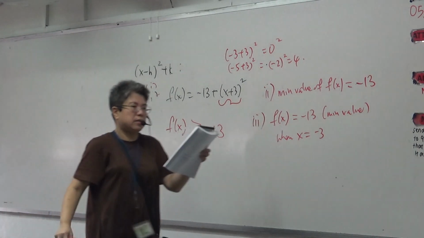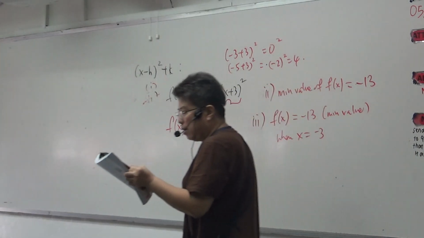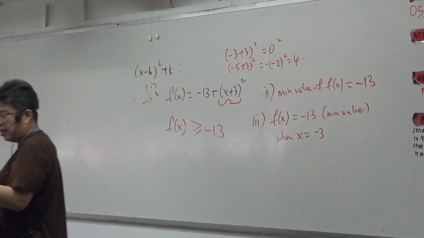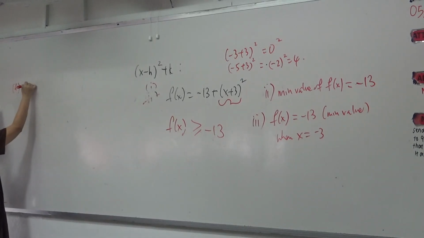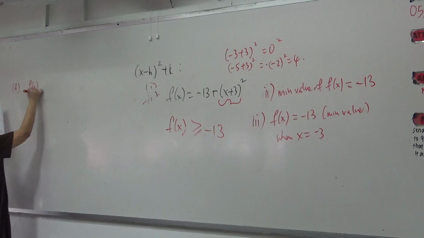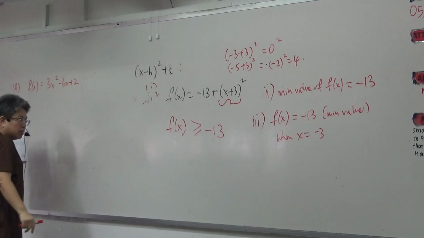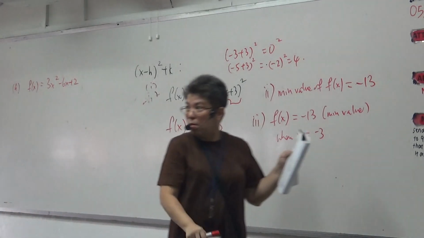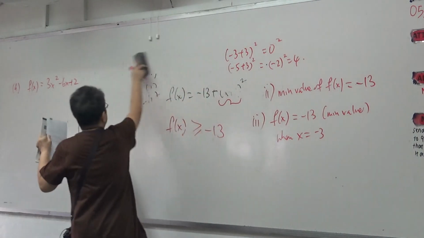Okay, let's look at example 3. Express each of the following functions in the form shown, where a is not 0, hence find the maximum or minimum value of f(x). Justify your answers. Okay, I'm just going to do this. There will be no homework for today. But you have to listen to me. Understand? If you go later you cannot understand.